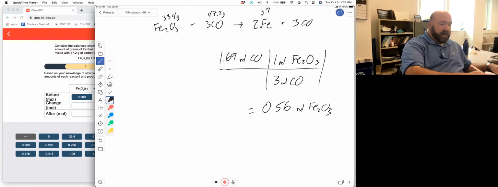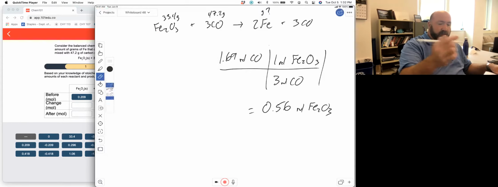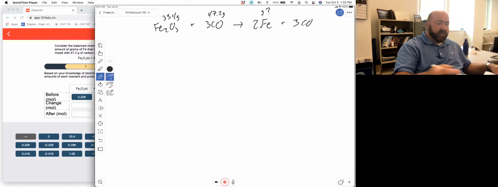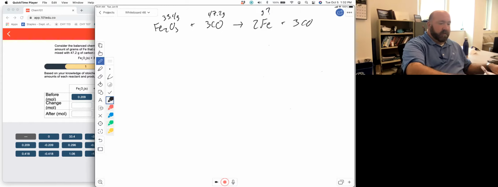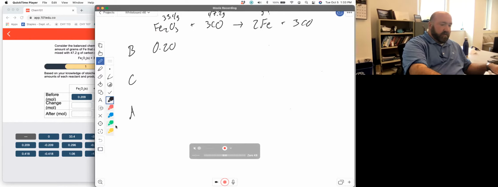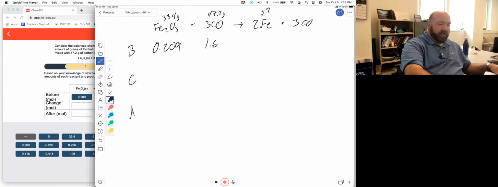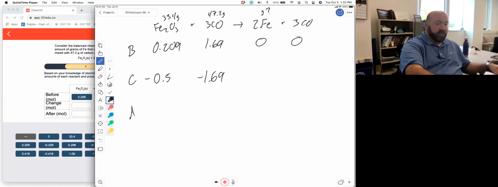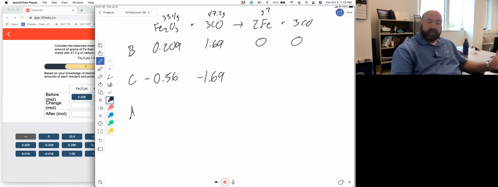And so let's go ahead and erase this, but we're going to remember that number, our 0.56. And let's just set up our own table real quick here. So here's our before, our change, and our after. We had 0.209, 1.69, 0 and 0, minus our 1.69. And we just did our math to find out that that meant that the change of the iron 3 oxide would have to be a change of 0.56.